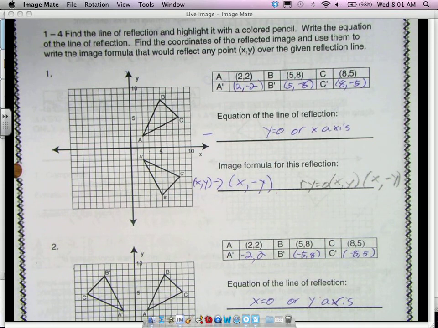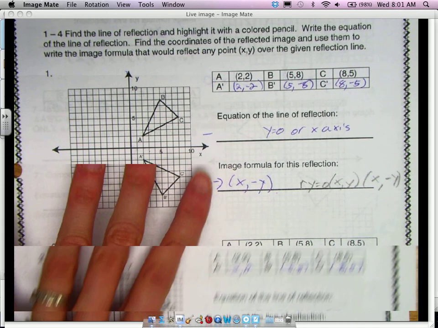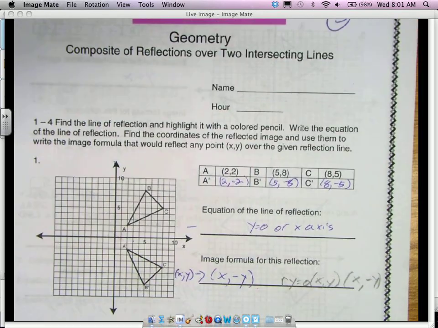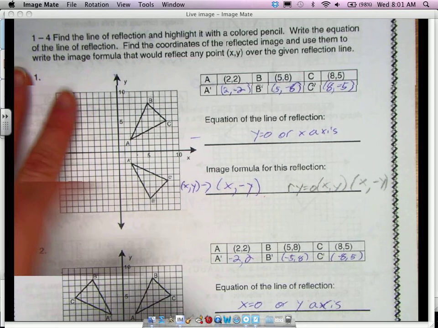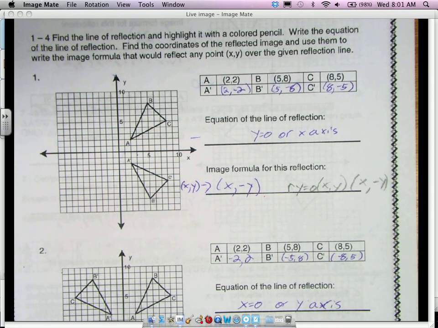So we know 1 through 4 for the packet composition of reflections over 2 intersecting lines. Your most important ones were 1 through 4 because you had to use them for every other one, because it said in the directions to go back through 1 through 4. Okay, so our first one, we've got 2, -2, 5, -8, 8, -5. And we got this by simply listing the points that are already there.